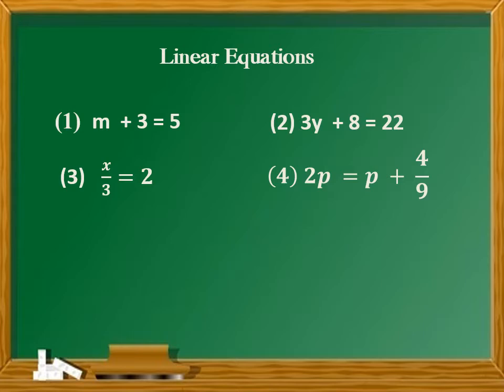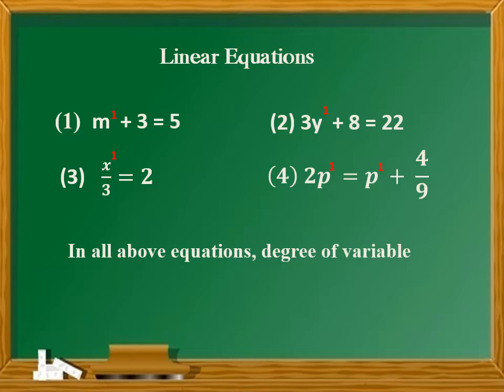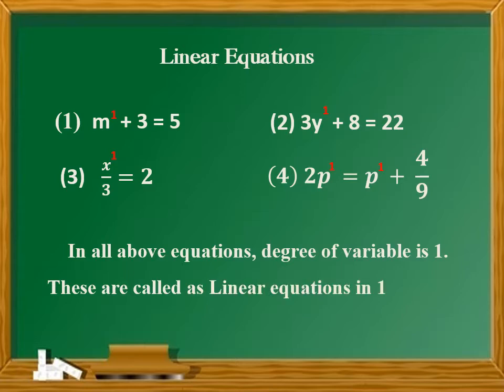Observe these equations. What can you see here? In the first equation, the index of m is 1. In the second example, the index of y is 1. In the third example, the index of x is 1. And in the fourth example, the index of p is 1. So, you can see that in all above equations, the degree of the variable is 1. Therefore, these are called linear equations in one variable.